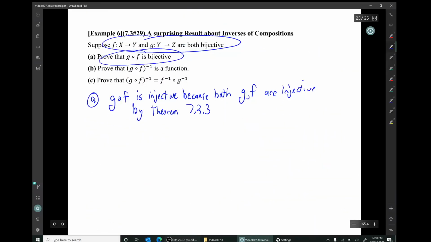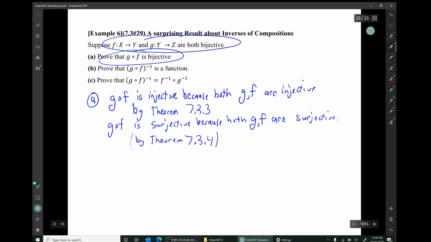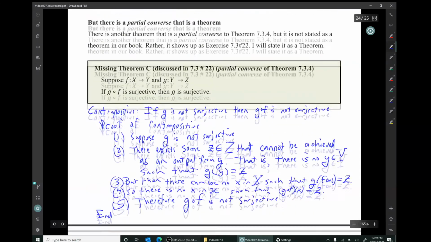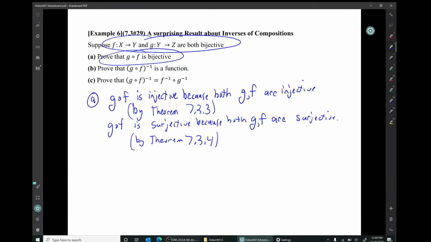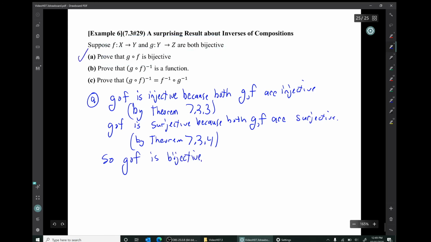And we can say that the composition is surjective. G composed with F is surjective because of Theorem 7.3.4 that we just discussed. If two functions are both surjective, they're both onto, then their composition is onto. So G composed with F is both injective and surjective, that is both one-to-one and onto, so it's bijective. So we did part A. Now prove that that is a function.